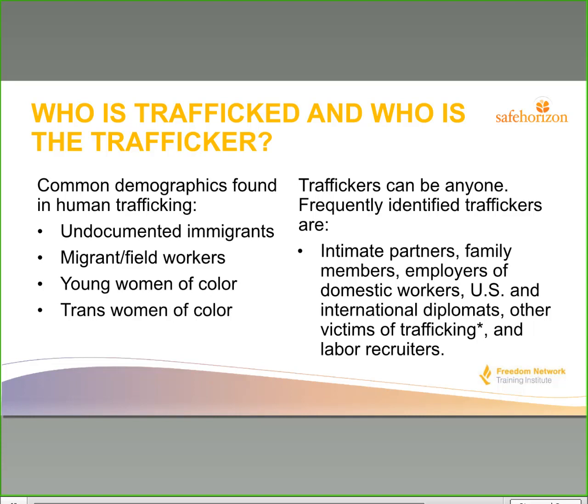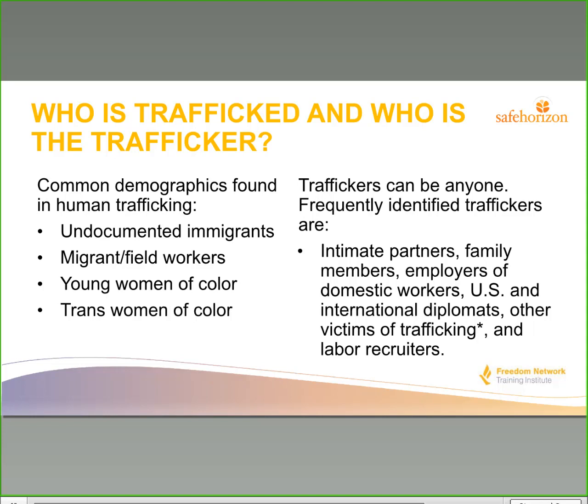So who is trafficked and who is the trafficker? More often than not, we see that many of the survivors that we are working with are undocumented. They may be coming from working in migrant or field work. In New York, we don't typically see as much of the migrant or field work population, but we certainly do see many people in the service industry, the restaurant industry, hotels, massage parlors, things like that. More often than not, too, we see many young women of color, trans women of color as well, who are being sex trafficked, as well as labor trafficked.